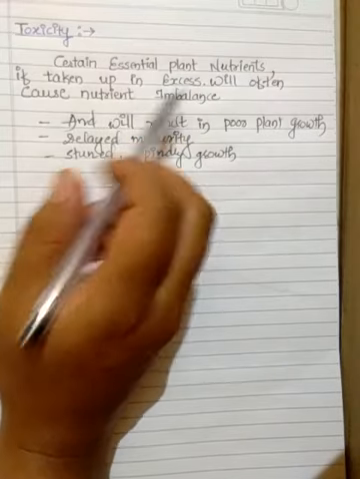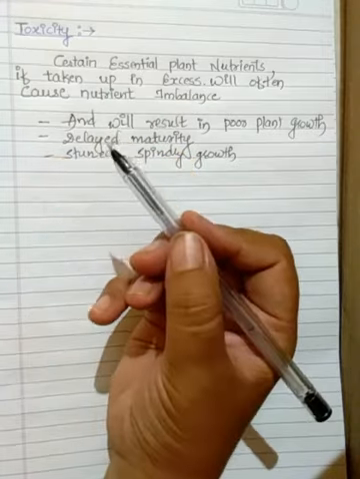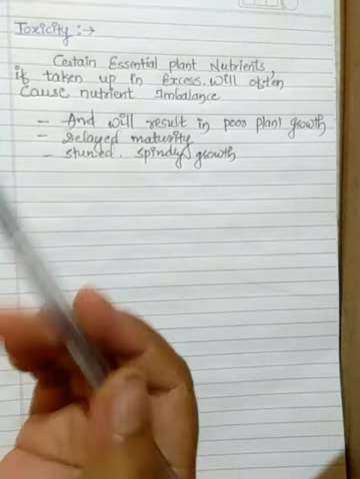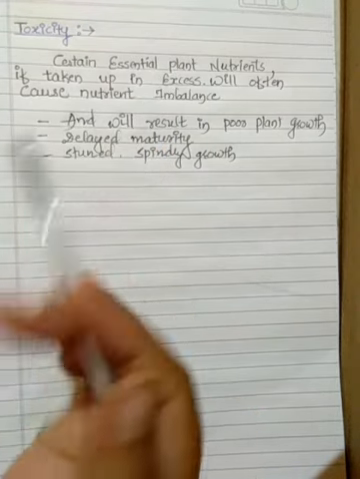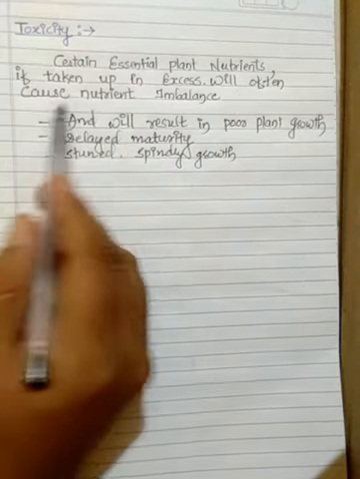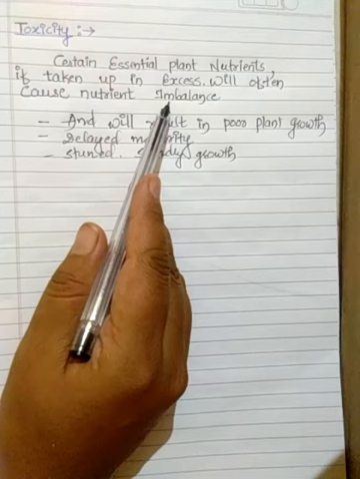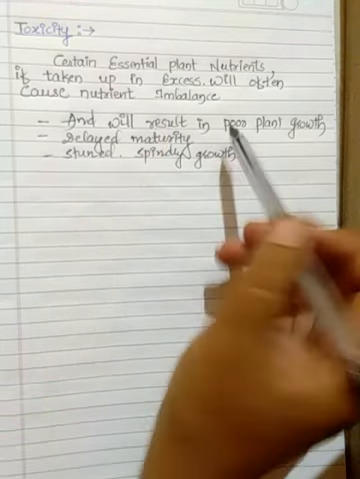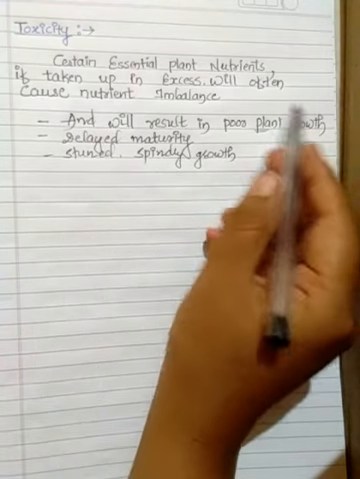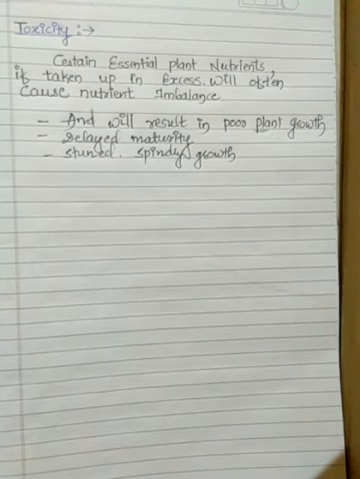Certain essential plant nutrients, if taken up in excess, what I want to tell you is that whichever things you supply to the plant should be in a limited manner. How much we have to supply, that much only we have to supply. If it goes in excess form, more than is required, then it causes nutrient imbalance. And what is the result of nutrient imbalance? If more nutrient went to that particular crop, poor plant yield, delayed maturity, and poor plant growth, which means the plant will not grow properly at all.